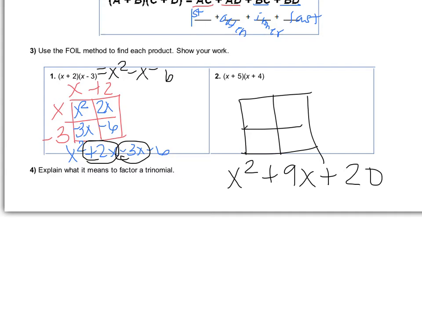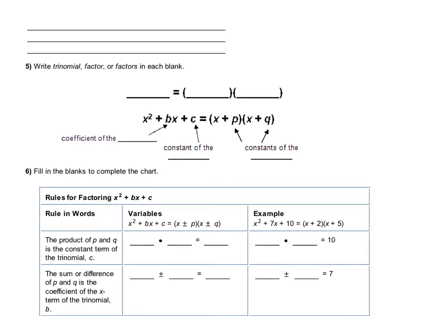Well, today what we're going to be doing is we're going to be going backwards. We're going to learn how to go from something that looks like this back into 2 factors. So we're going to be going from a trinomial into the product of 2 factors.